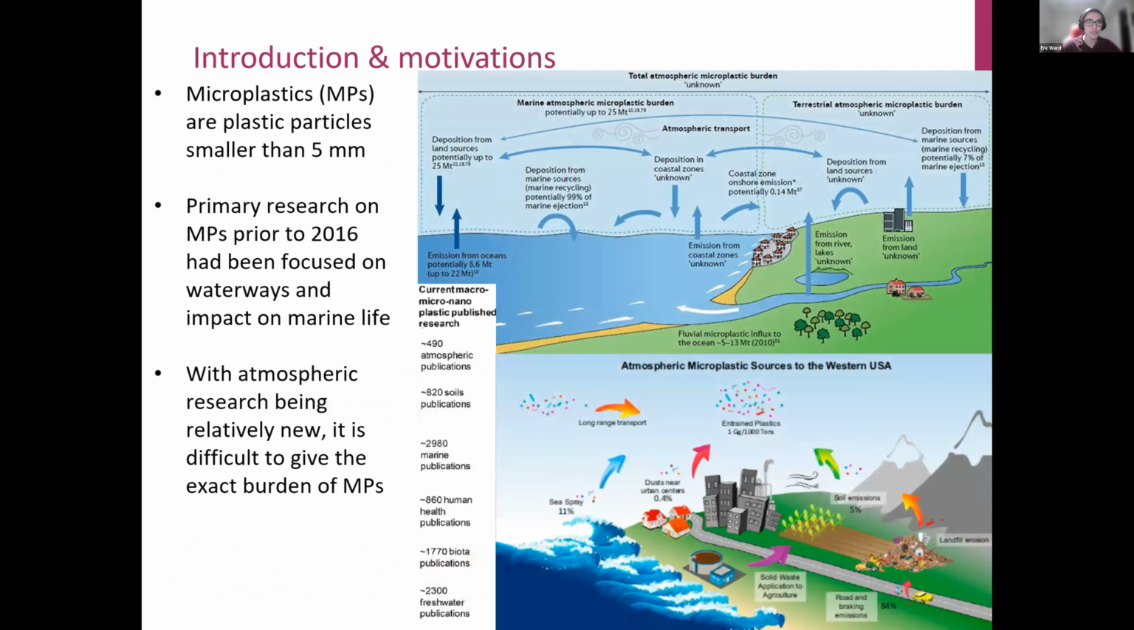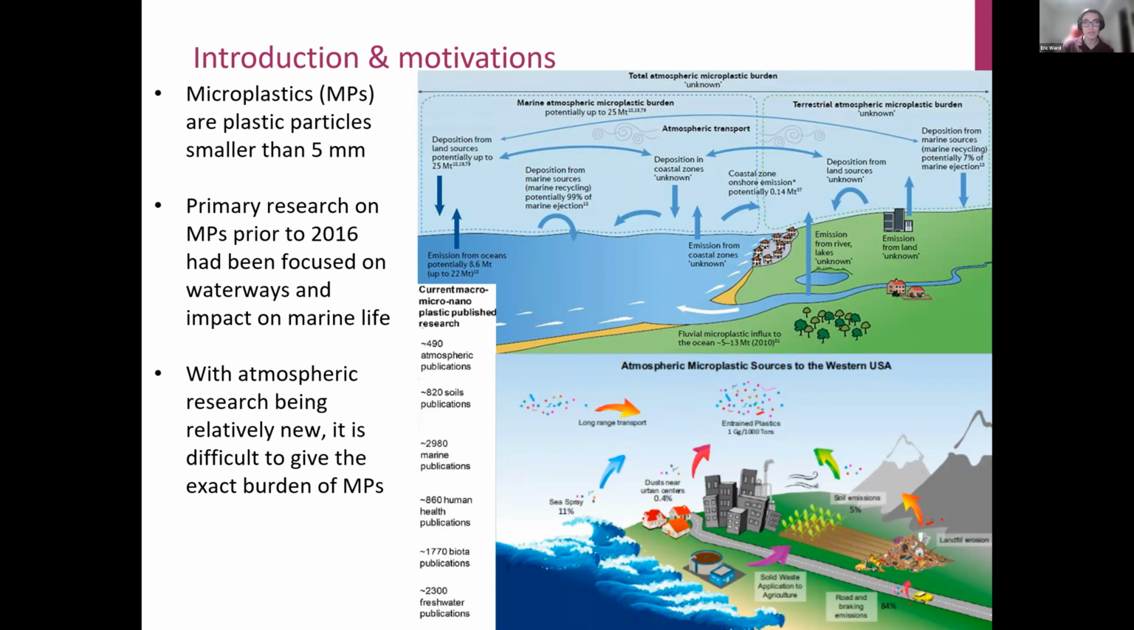So a quick introduction on microplastics themselves. They've generally been defined as plastic particles that are smaller than 5 millimeters in size. For atmospheric purposes, in terms of the transport there, we're going to be dealing with micro scale, so generally even smaller, in the micrometer range.